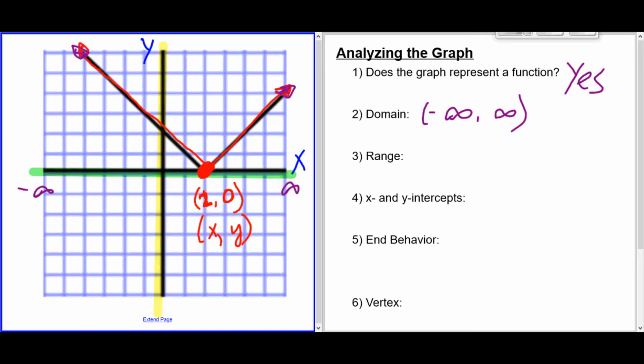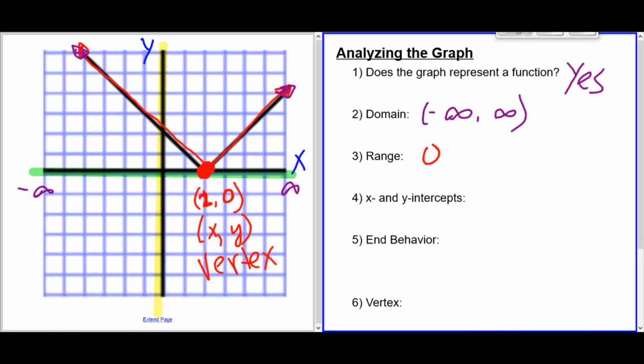This point, this vertex, is the lowest point on the graph. There is no point that goes below the vertex. So this point that we are defining as 2 comma 0, this is the lowest point on the graph. There's no point that's below this point. All the other points are larger than that. So that means this is the smallest point.